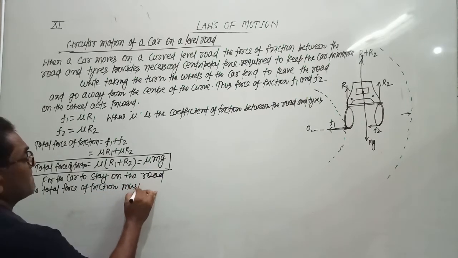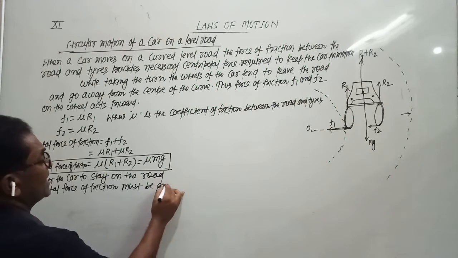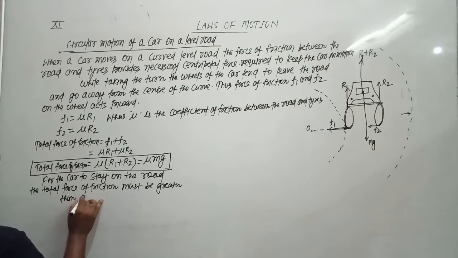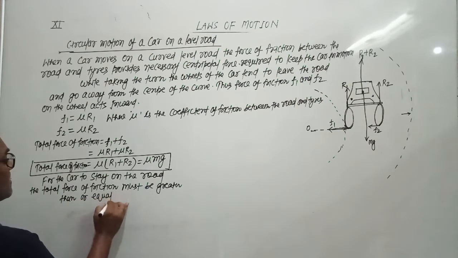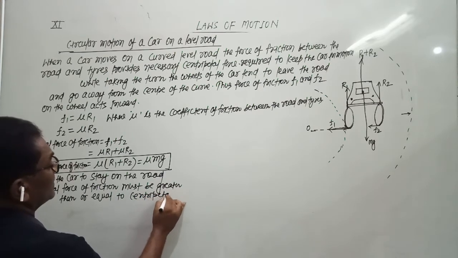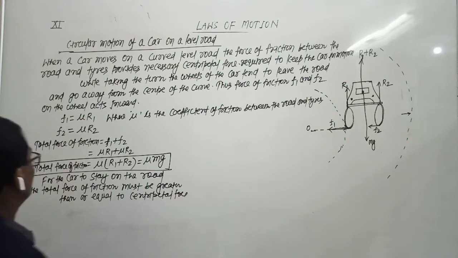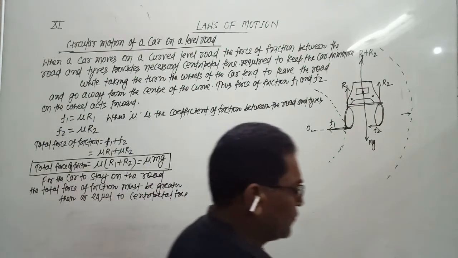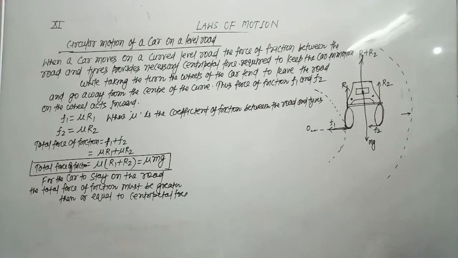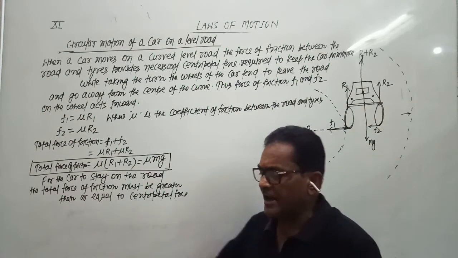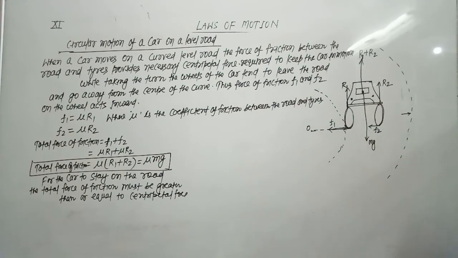the centripetal force. For the car to stay on the road, the magnitude of the total force of friction must be greater than or equal to the centripetal force.